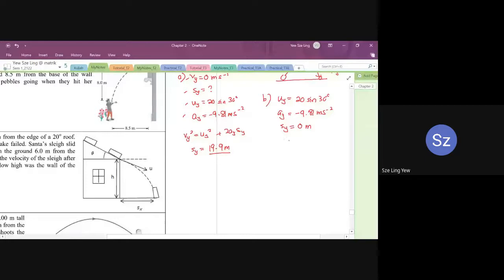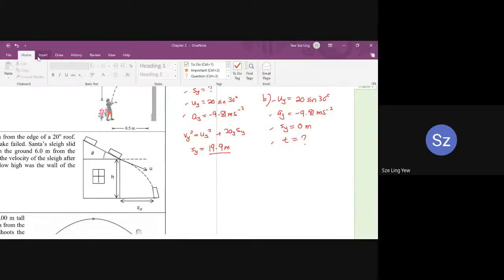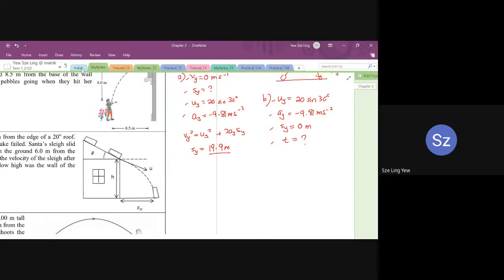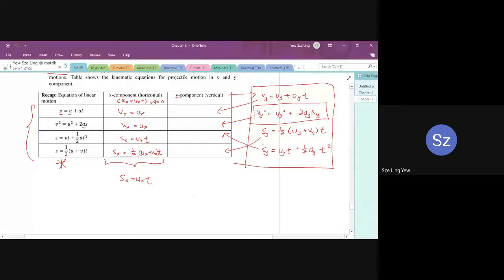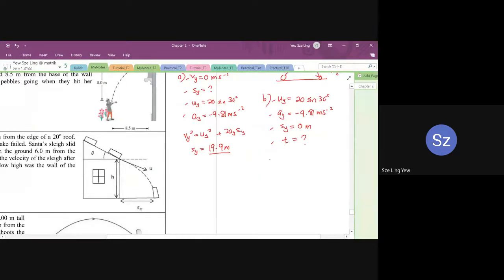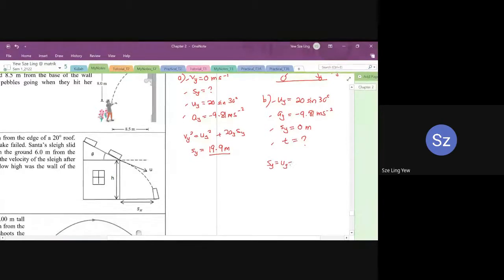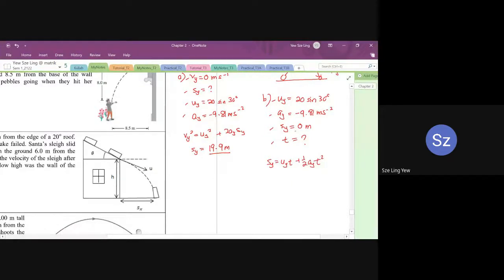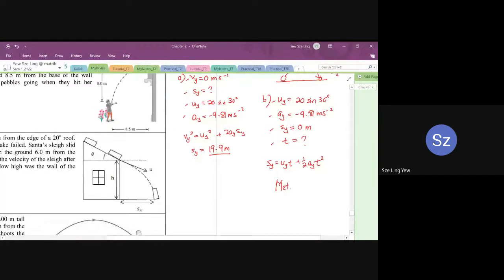Okay, and then I need to find the time. So what is the time taken? So now I have u, I have a, I have s, I need t. So what can I do? I compare with the equations again. So the equation without v is which equation? The equation without v is the last equation here. S equals to ut plus 1 over 2at squared. So this is the equation that I'm going to use to solve question B. So s equals to ut plus 1 over 2at squared. So this is method 1.